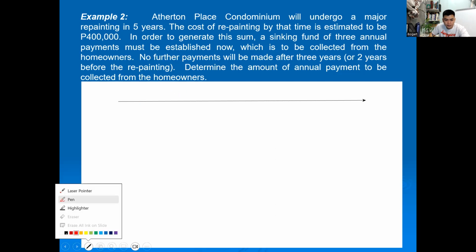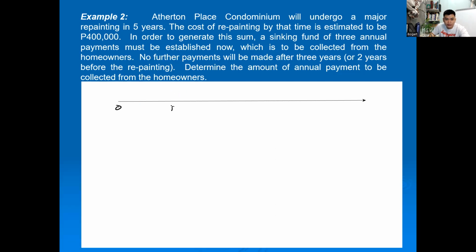Ito ang mga critical points. 0, 5 years. So, that will be, meron tayong future dito. Yun yung pambabayad na 400K. Pero, magpe-prepare na tayo early on ng annual payment in 3, 4, 5. In the year 3, 4, and then 5. 3 payments. Ngayon, binanggit na, magic word. A sinking fund of 3 must be established now, which is to be collected from the homeowners.